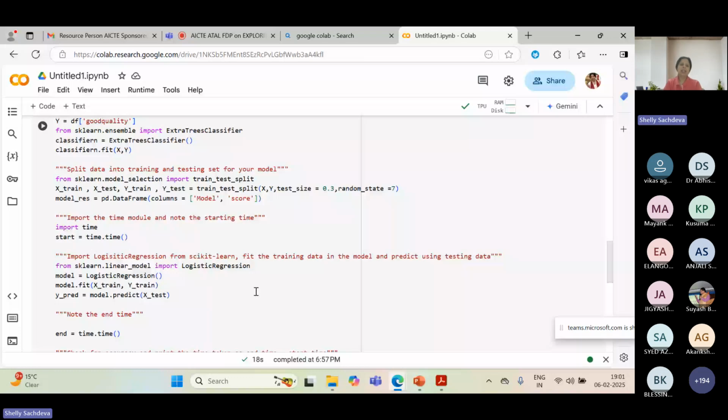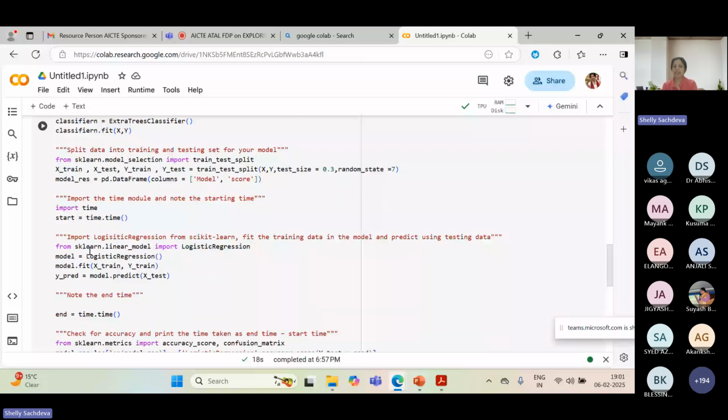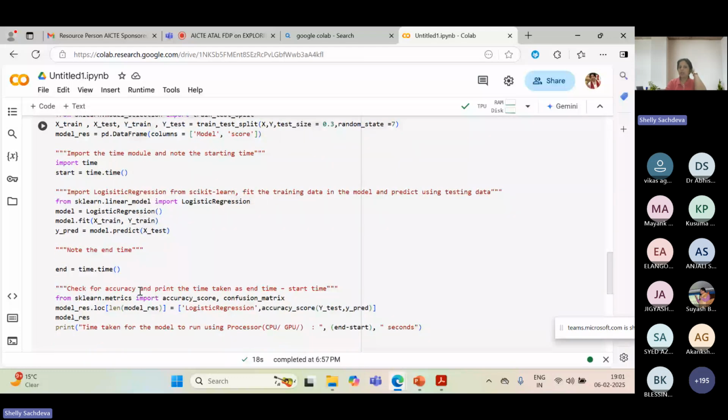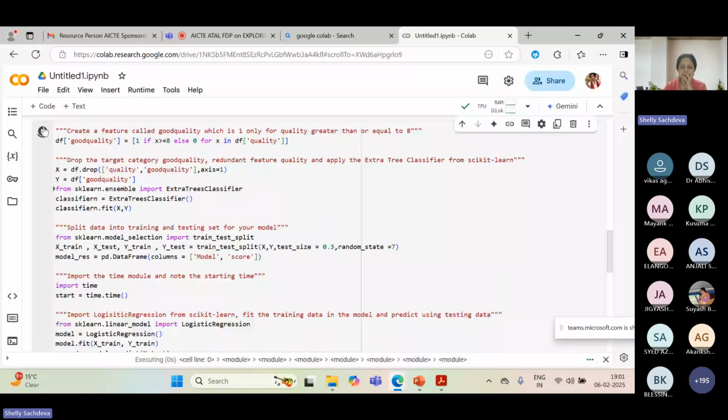We will fit the training data into the model and predict using the testing data. So from sklearn.linear_model import LogisticRegression, model is equal to LogisticRegression, model.fit(X_train, y_train), and y_pred is equal to model.predict(X_test). Now we started the time before we started doing the logistic regression, and we end the time at this particular place, right? So then we'll correspondingly note the time, and we'll use different processes to elaborate this particular time. So let us try to run this code and see what is happening.